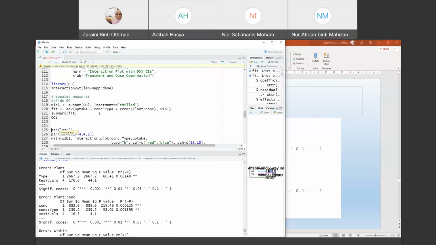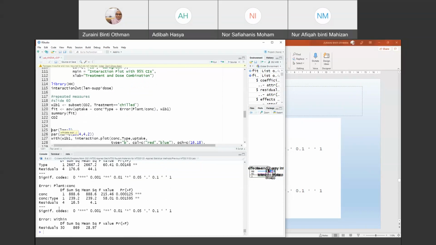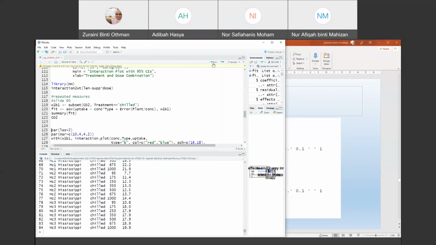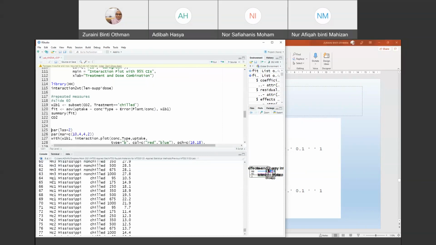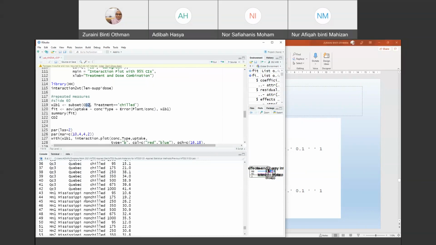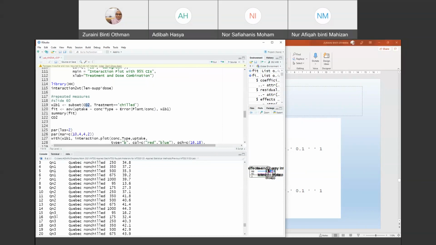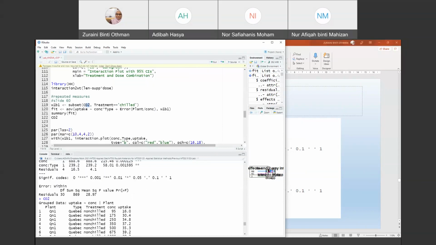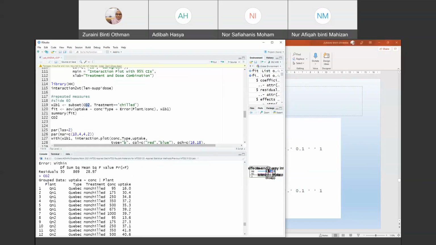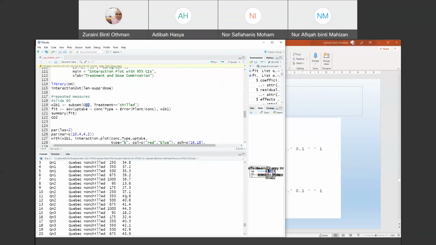So we try to plot. This is the summary. Then this is the CO2 table. What are the values for the CO2 table? This is the plant type, the plant type is Quebec, treatment is non-chilled, and this is the concentration, and this is the uptake. Okay.